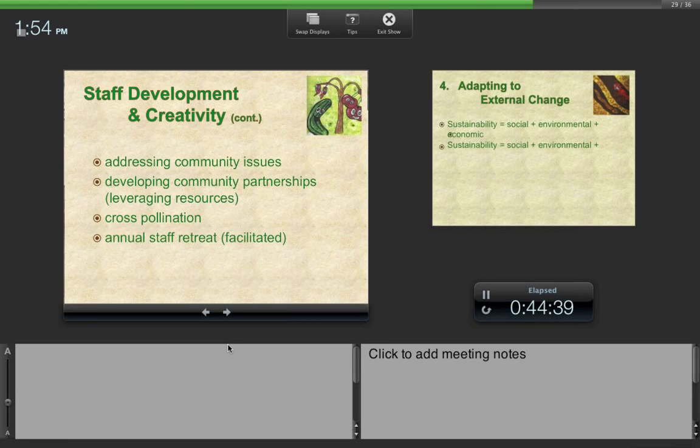As I mentioned, the staff addresses community issues, and we develop many, many community partnerships. We feel that that is leveraging community resources and bringing people together. Cross-pollination, I call it. We also have an annual staff retreat, and that retreat is facilitated. And I also participate in it. Next slide.